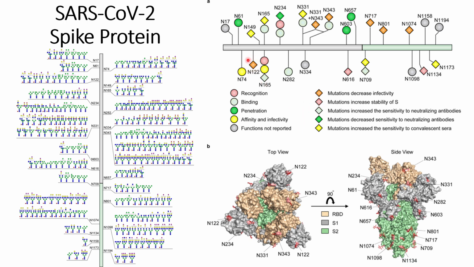And this diamond shape orange color is represented here for N122, 343, 331, 717, 801 and 1074. These are the glycans whose infectivity gets affected whenever there is a mutation in the virus.